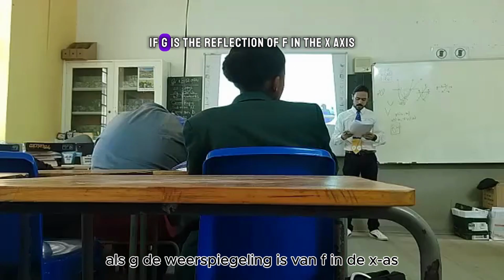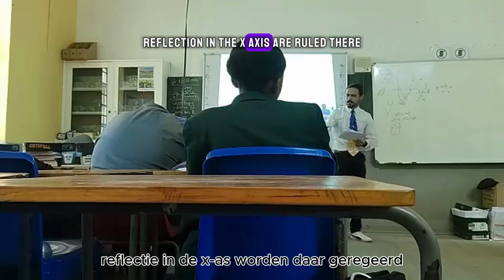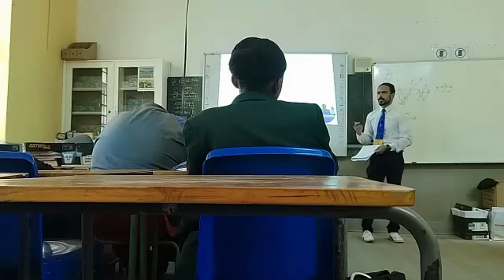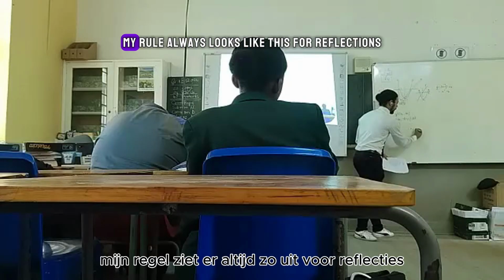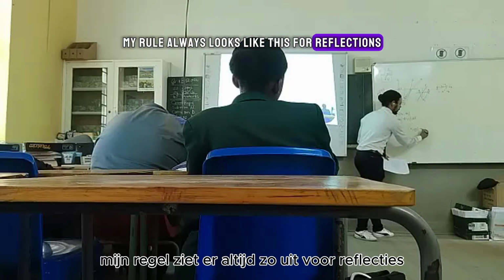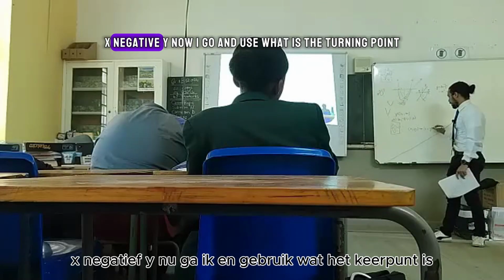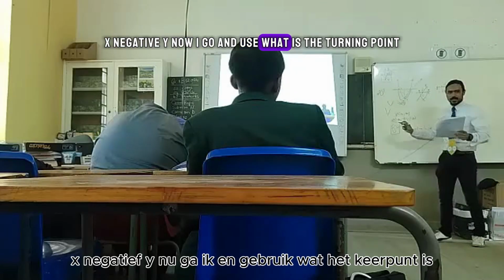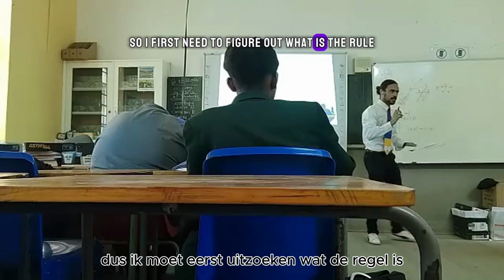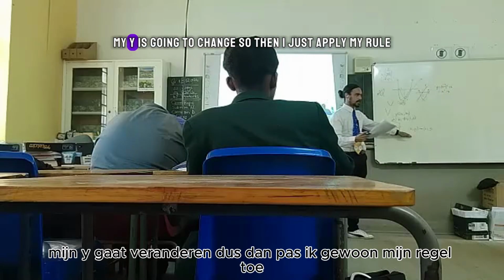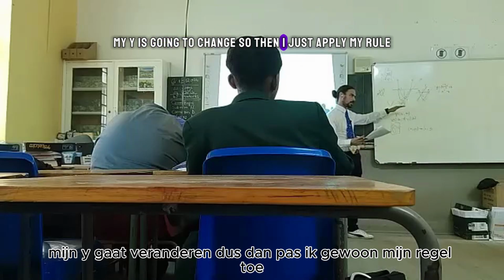Good. Write down the turning point for g if g is the reflection of f in the x-axis. Reflection in the x-axis, our rule there. Before you write down the answer to this question, what is the rule again? My rule always looks like this for reflections: (x, y) is going to change to (x, -y). So I first need to figure out what the rule is. If I know the rule in my x-axis, my y is going to change. So then I just apply my rule.